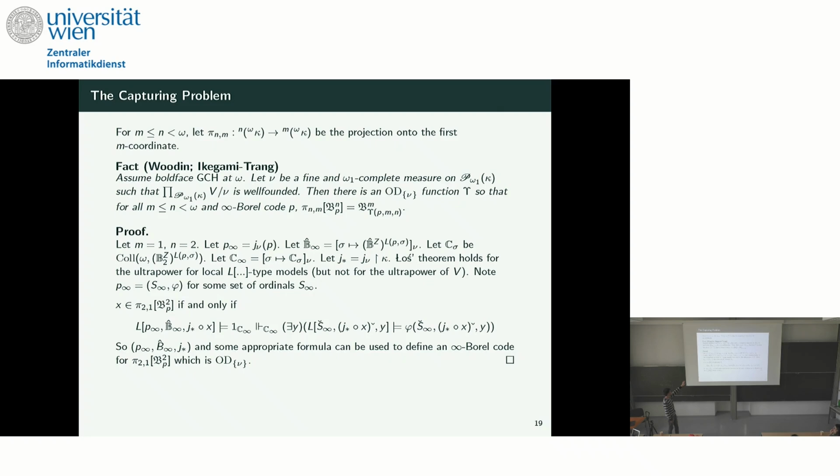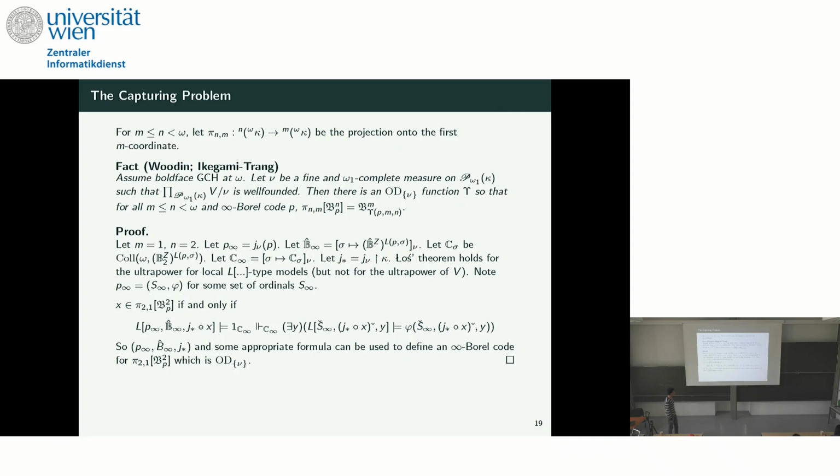And hence you can show that P^∞ takes the form S^∞ φ for some formula. So I claim that x belongs to π_2,1 of the two-dimensional set coded by P if and only if L(P^∞, B-hat^∞, J* ∘ x) models that one of the C^∞ forcing forces that there exists a y so that L(S^∞, J* ∘ x, y) thinks the formula φ(S^∞, J* ∘ x, y) holds.